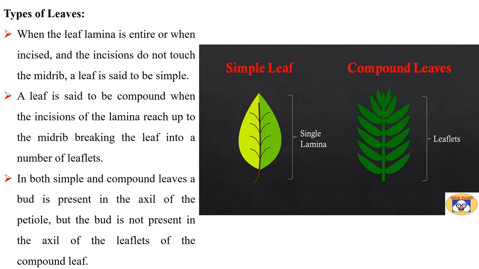Types of leaves. When the leaf lamina is entire or when incised and the incisions do not touch the midrib, a leaf is said to be simple. A leaf is said to be compound when the incisions of the lamina reach up to the midrib, breaking the leaf into a number of leaflets. In both simple and compound leaves, a bud is present in the axil of the petiole, but the bud is not present in the axil of the leaflets of the compound leaf.